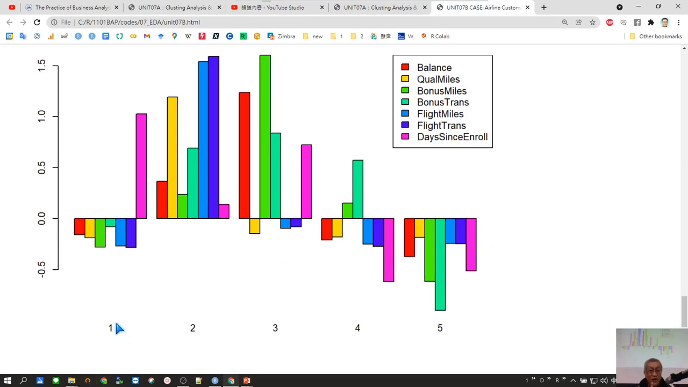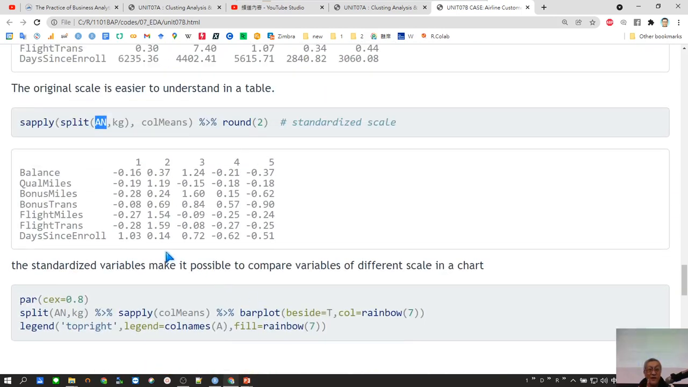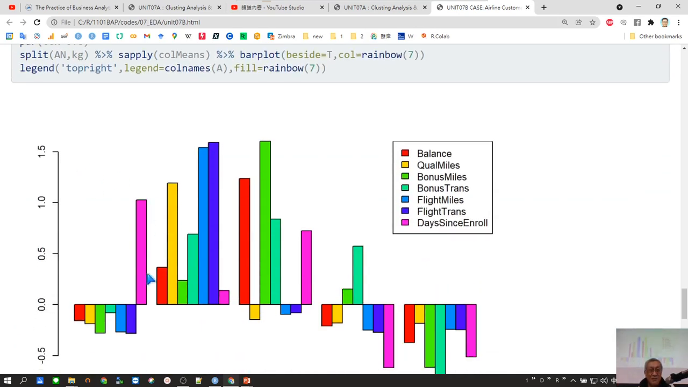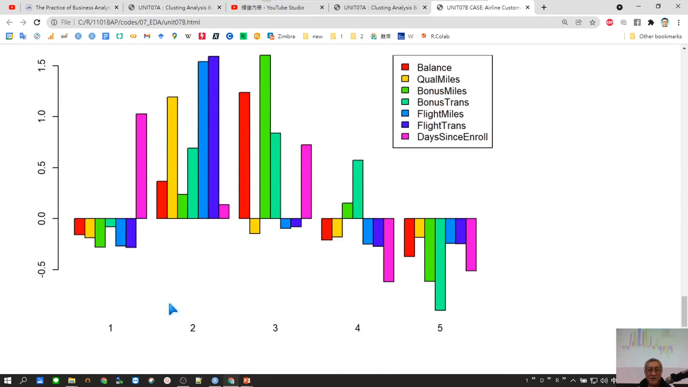This is 5 groups, right? 1, 2, 3, 4, 5. So I take the group average of all of these variables for the 5 groups. Then I make a bar plot. So you can very clearly see that for this group, everything is going downward except days things in row.